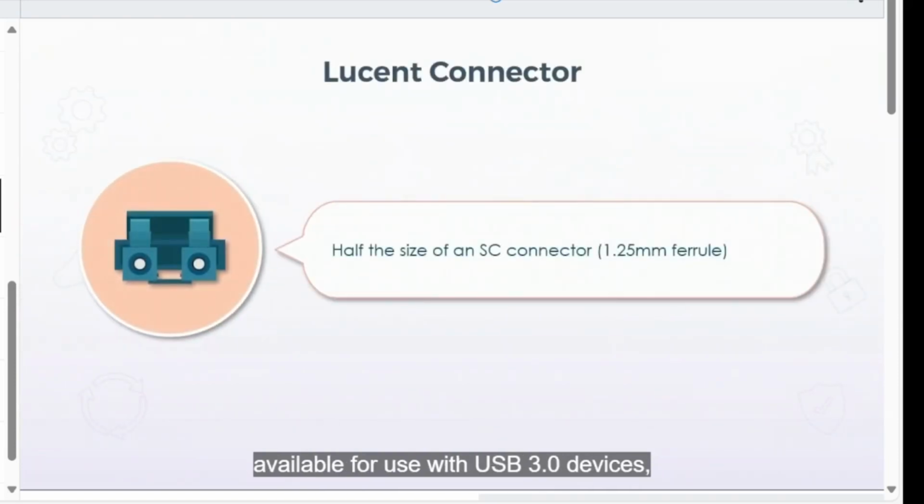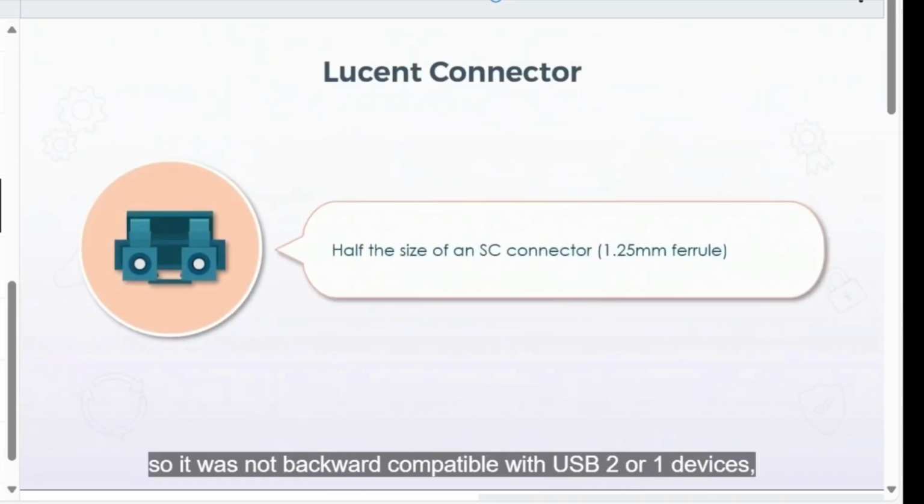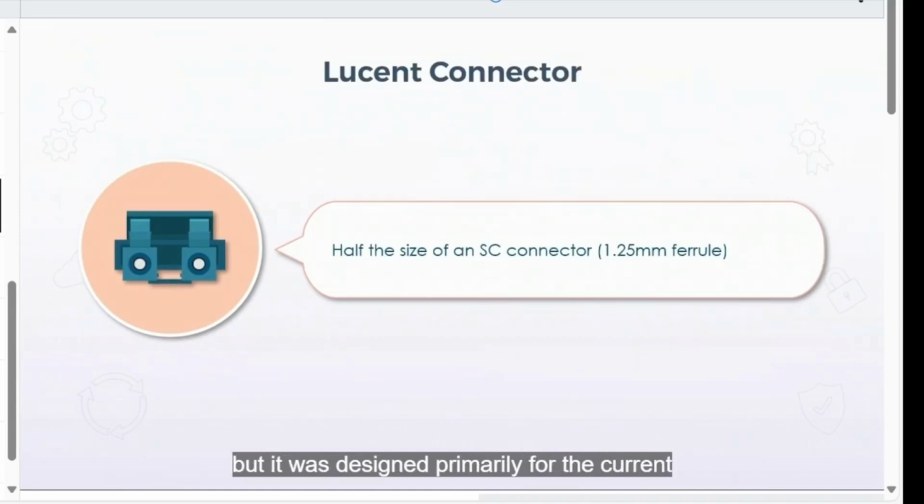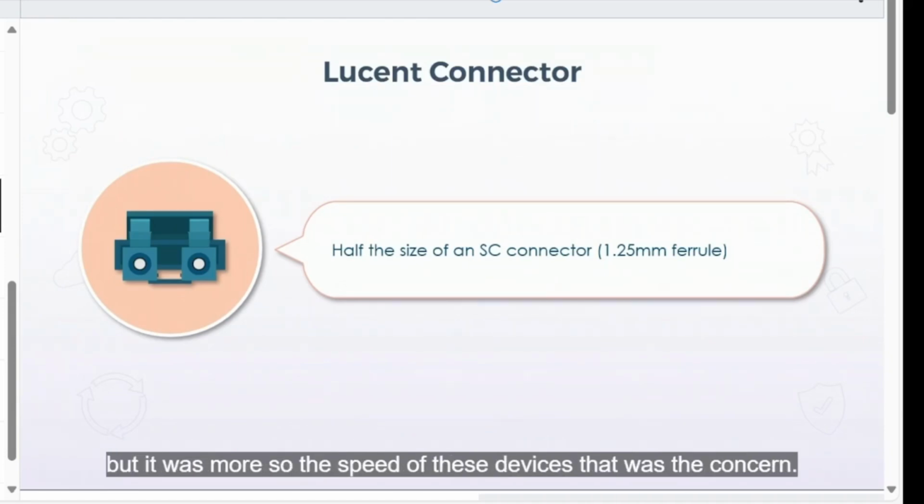Lastly, the Lucent connector, or LC, is a significantly smaller connector, only about half of the size of the SC, and it combines the connectors for each unidirectional cable into a single housing. So two separate connectors no longer have to be present on each end of the cable.